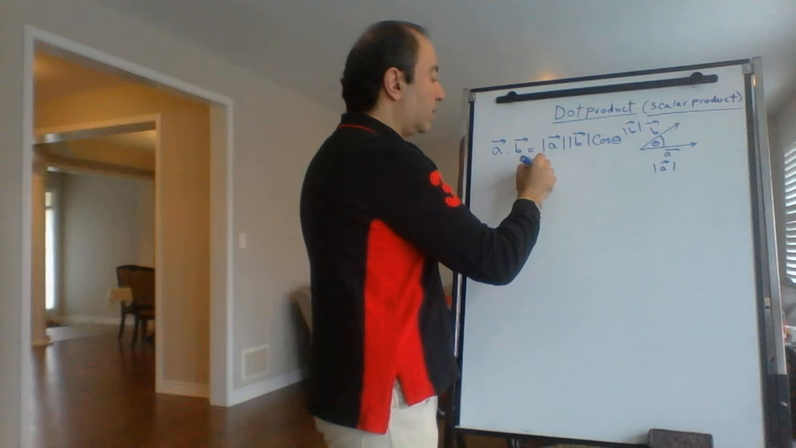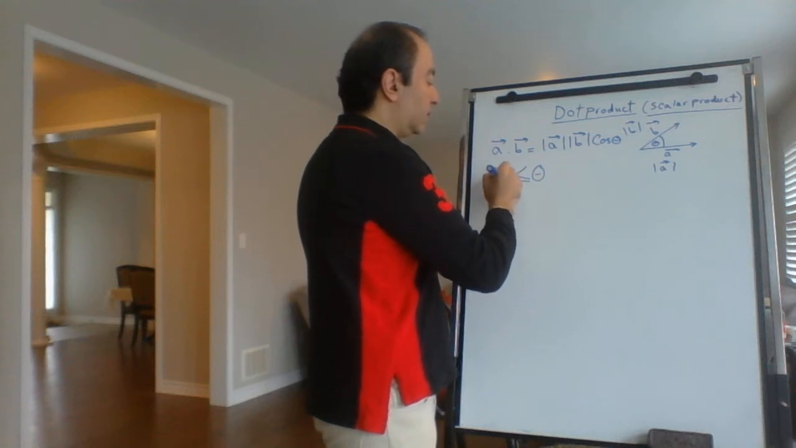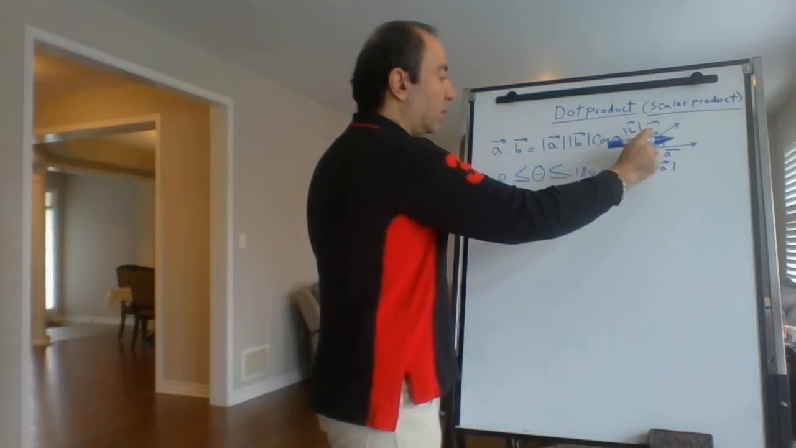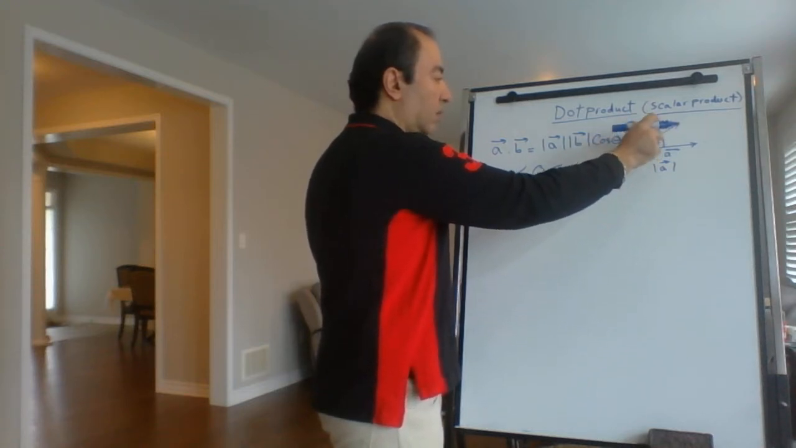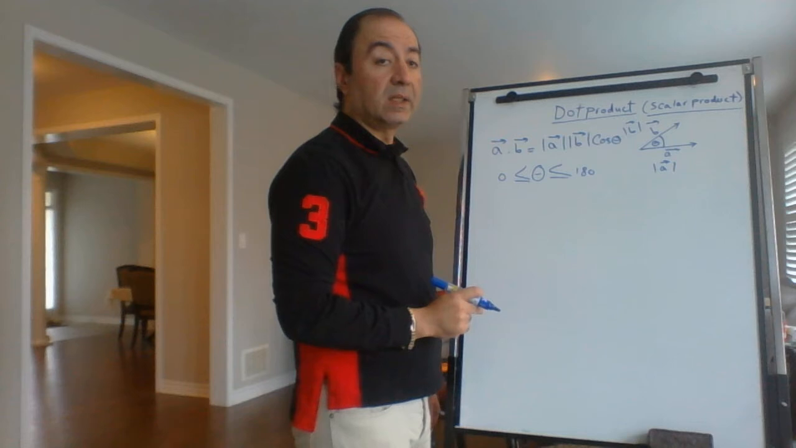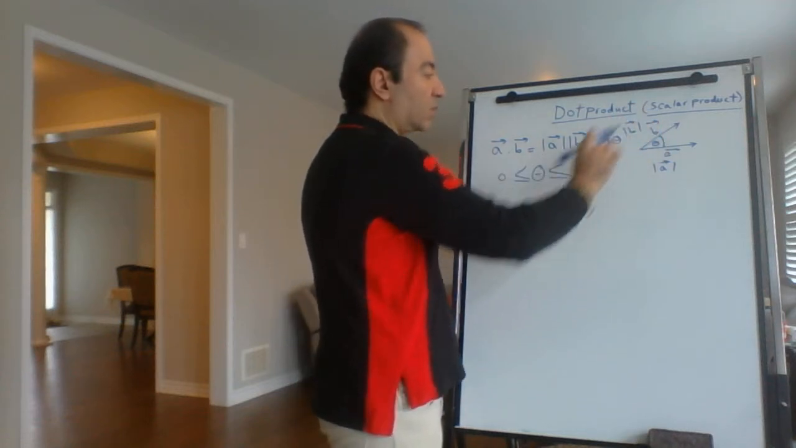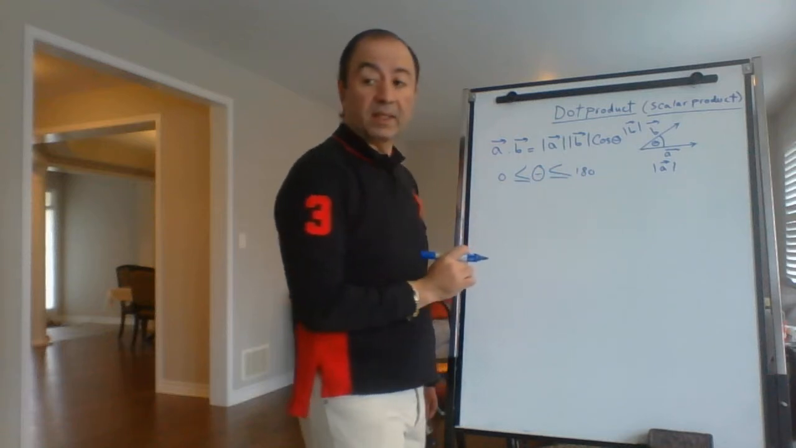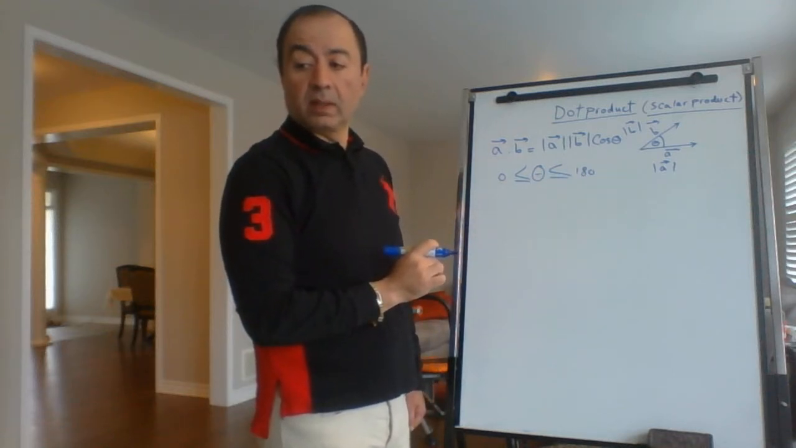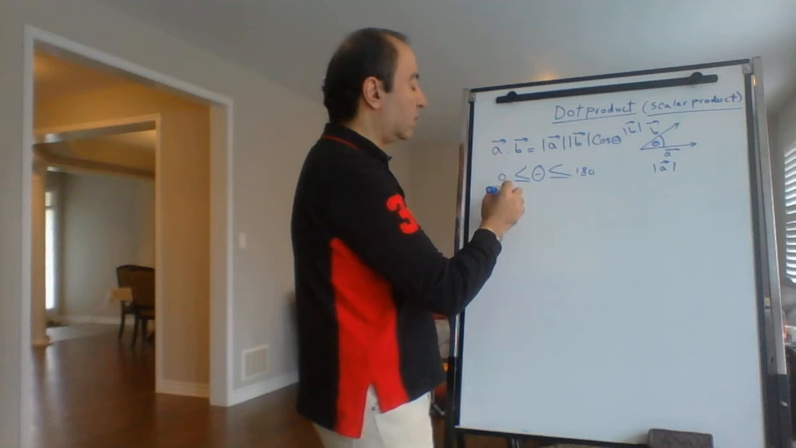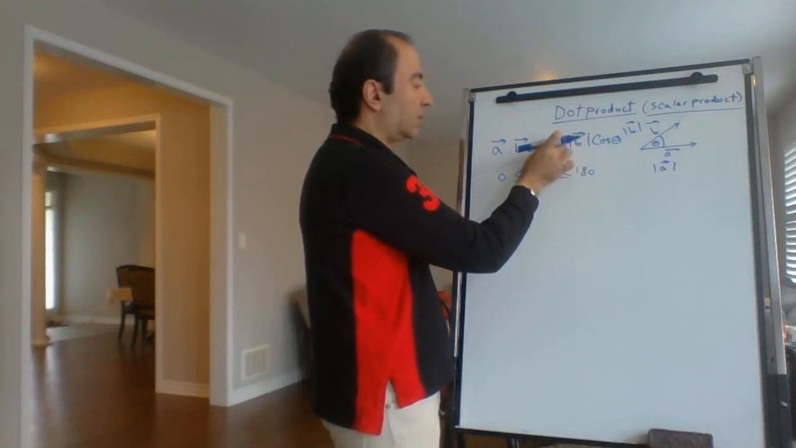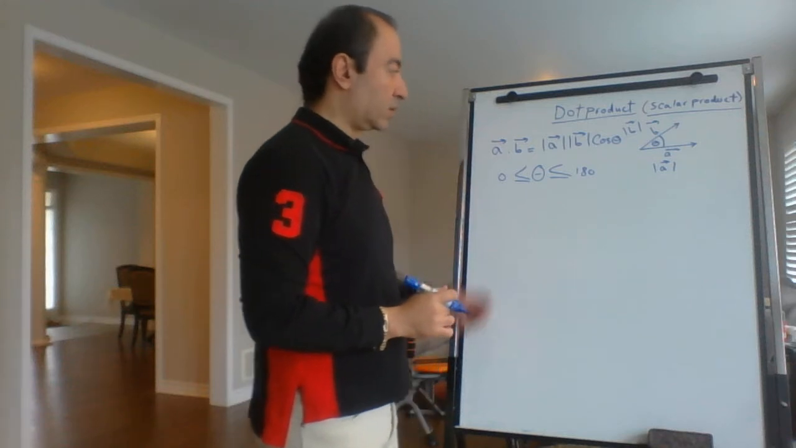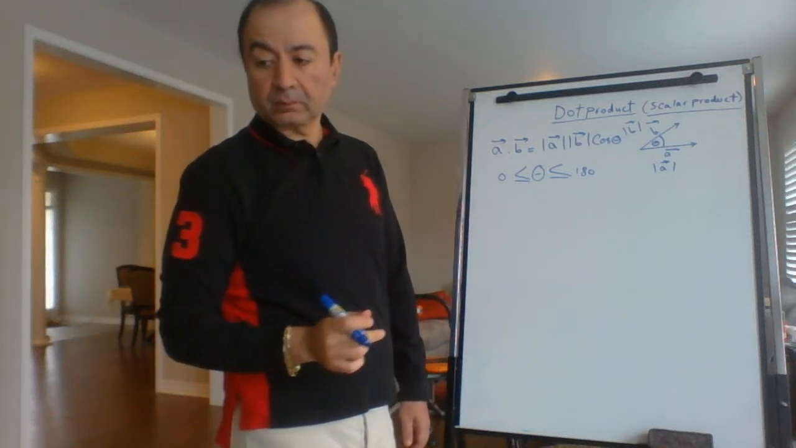And the angle between them is between 0 and 180. So we don't talk about the other angle, we talk about the smaller angle between them. So theta is always between 0 and 180. The result of this, of course, will be a number, because I'm multiplying a number by a number by a number. Cosine theta will be a number as well, so the result will be a number.